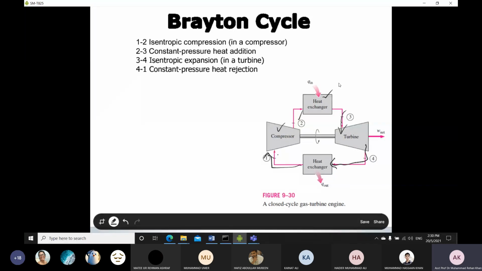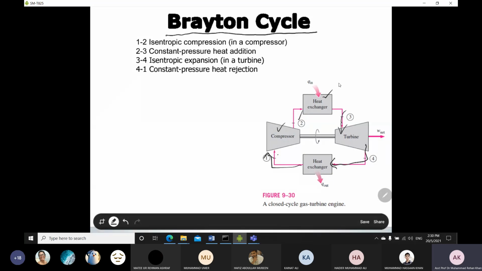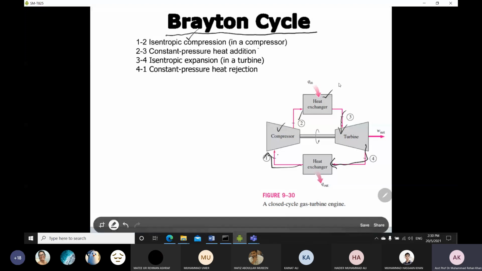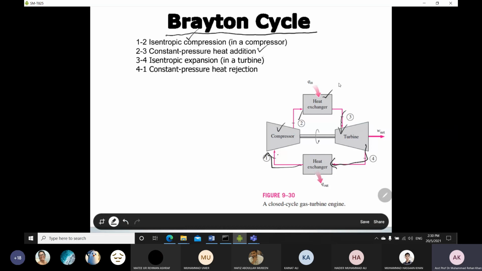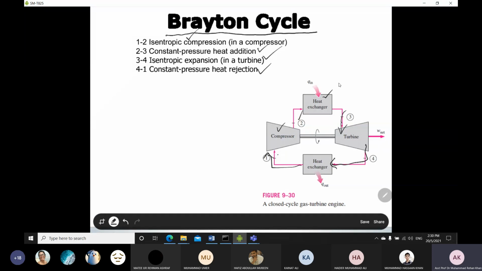The cycle associated with gas turbines is called the Brayton cycle. This is the name of the cycle used for thermodynamic analysis of gas turbines. In the Brayton cycle, we have 4 processes. The first is the compression process, which takes place isentropically in the compressor. Then there is a constant pressure heat addition process, then an isentropic expansion process in the turbine, and then a constant pressure heat rejection process in the heat exchanger. So these are the processes. Now I will draw the TS and PV diagrams so that you understand how to draw them for the Brayton cycle.